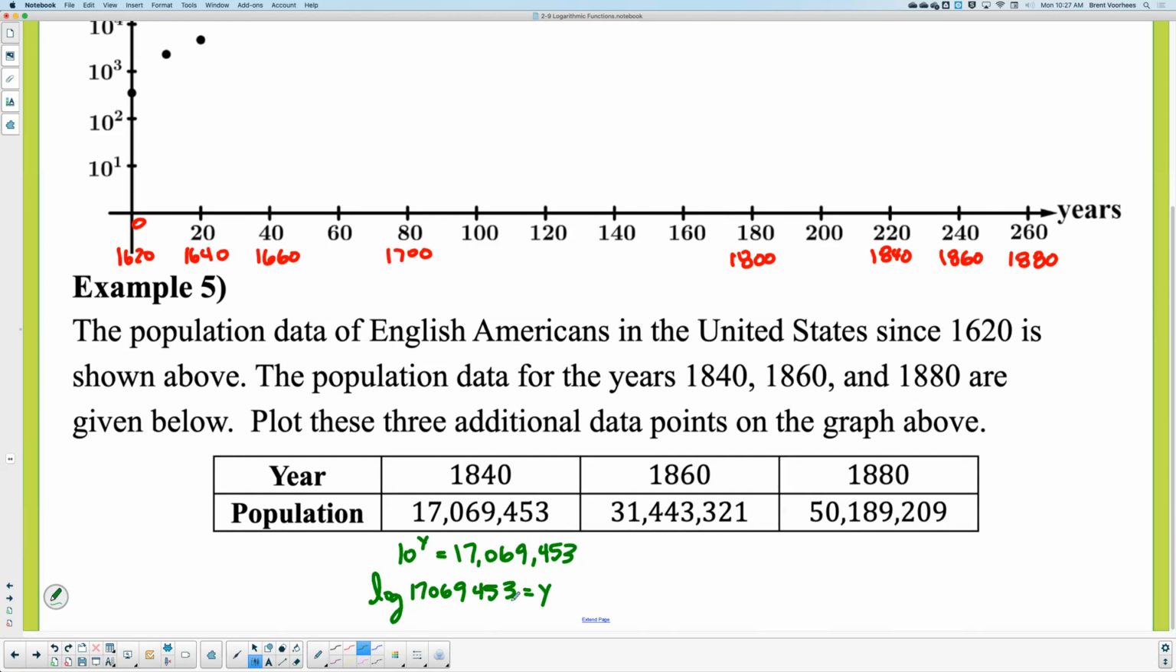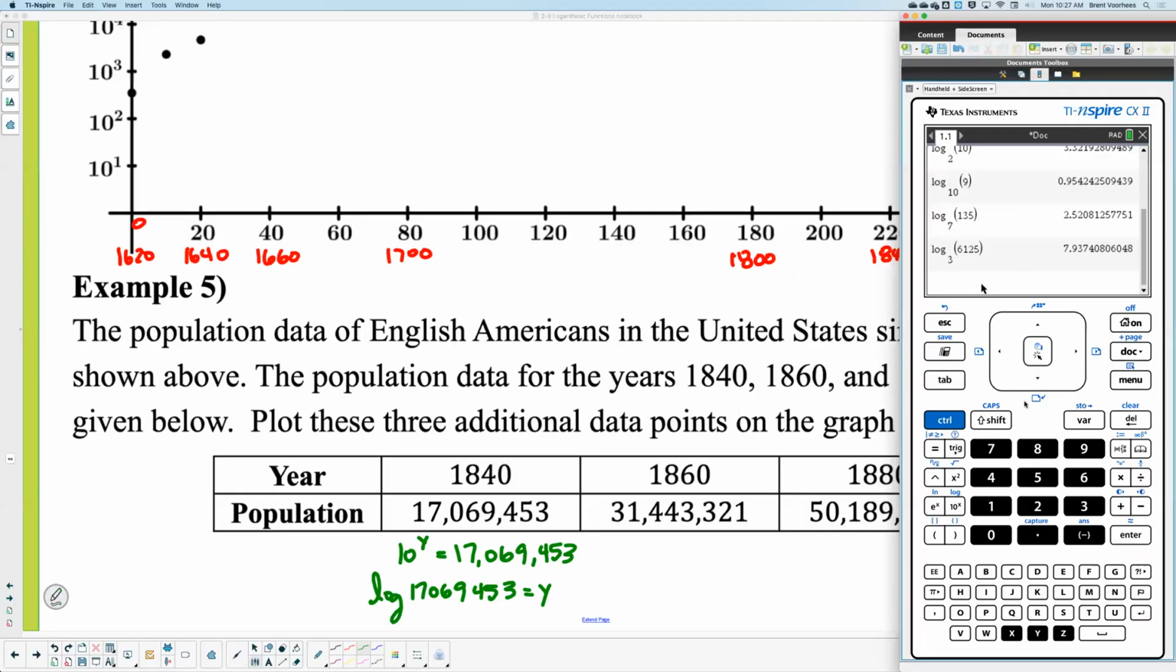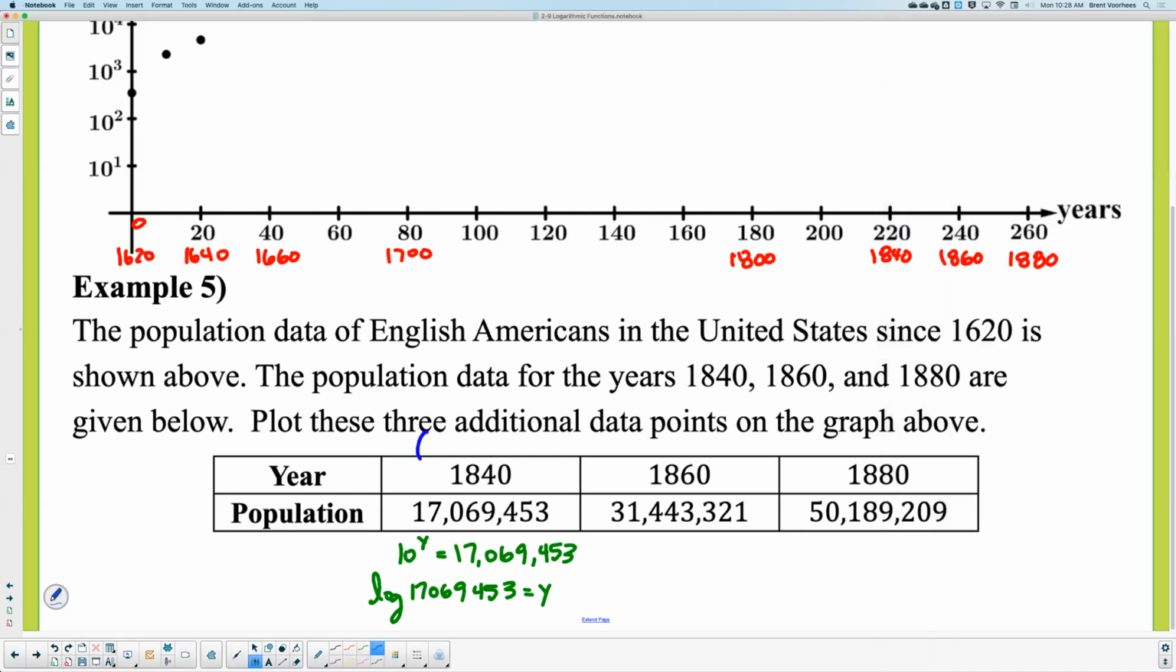So type in log of all that. Let's see what we get. Log, it's base of 10, so I don't have to type that in. 17,069. 453. What are y'all getting? Now that's the power. So we're gonna go look at 7.23. So that y value here, we already got this x. We said the x is 1840, is 220. So we're gonna say this is 220, and then would y'all say 7.23?